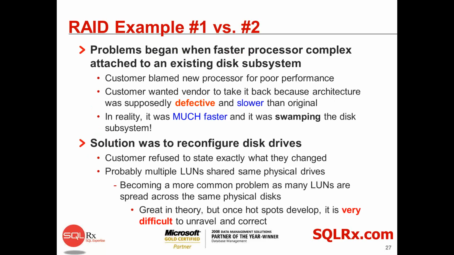Again, one thing you have to be very careful of when you do this is what I call cross-hatching, where you have bits and pieces of LUNs spread out all over. It's great in concept, but as soon as hotspots start to develop, it gets very difficult to extricate yourself from that situation, because you've got stuff scattered all over the place, and it's very difficult to unravel it.